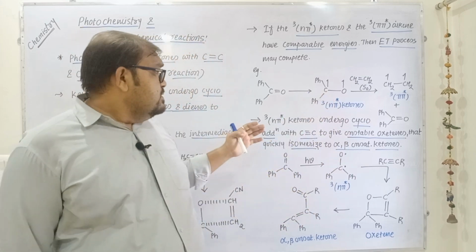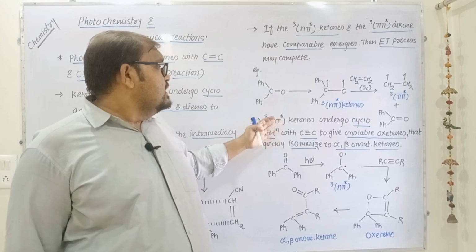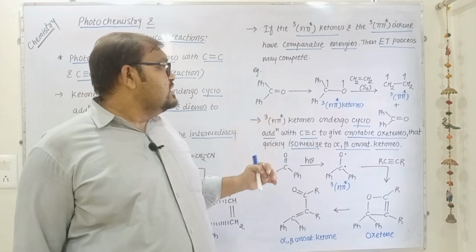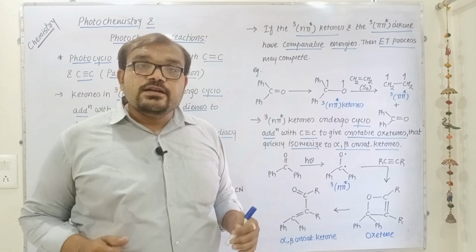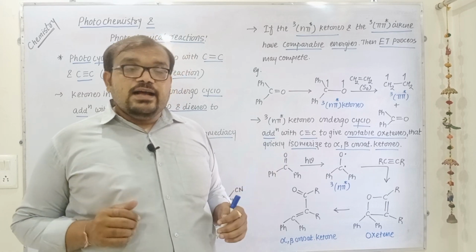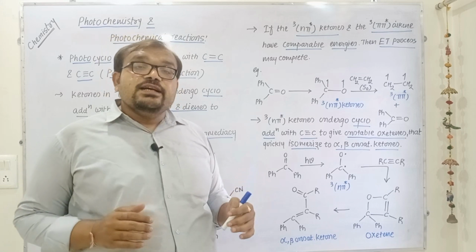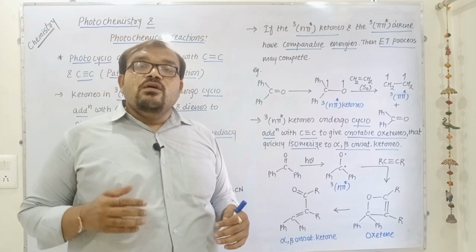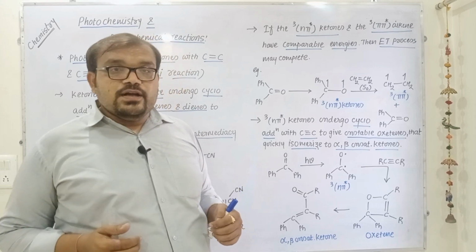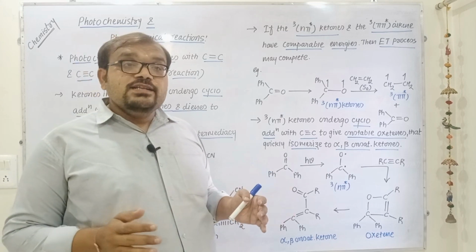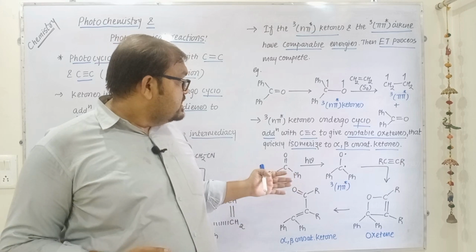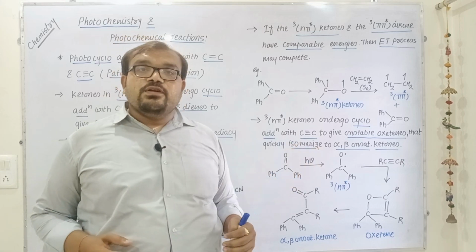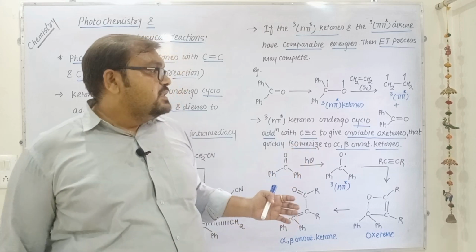Again, when a ketone in its triplet n-pi star state undergoes cycloaddition with a carbon-carbon triple bond, that is alkyne, what will happen? It will give unstable oxetes as a product, and it will isomerize, or we can also say rearrange, to give an alpha beta unsaturated ketone as a product. How? Let's see with the example.